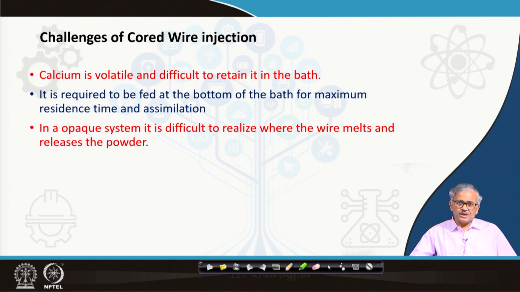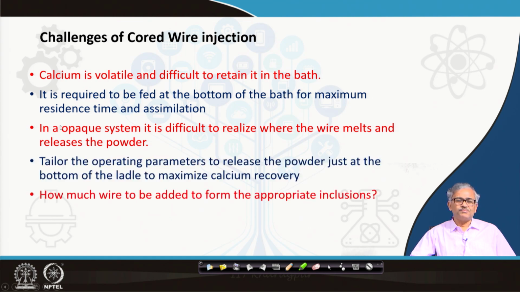So, mathematical modeling can be helpful from this point of view. Once you know, using the mathematical model, how far the wire is going, then you can optimize the parameters such that the wire melts just at the bottom of the bath. Because if it melts at the bottom of the bath, then the powder will be released at the bottom, and then it can get the maximum residence time during its rise. So, that thing is there. Tailor the operating parameters to release the powder just at the bottom of the ladle to maximize the calcium recovery.